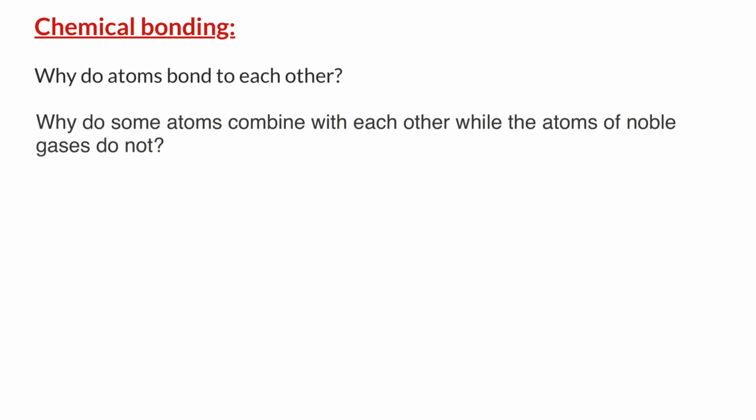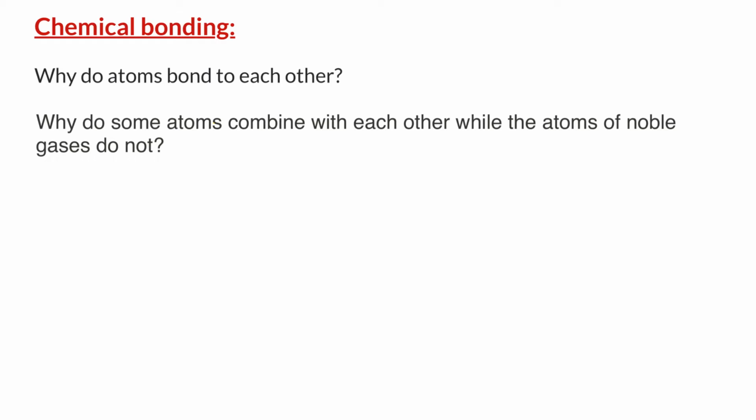Most of the matter we see around us is a combination of two or more types of atoms. Only noble gases exist as independent atoms in nature, without combining with any other atoms. In this chapter, we are going to answer the following questions. Why do atoms bond to each other? And why do some types of atoms combine while the atoms of noble gases do not combine with each other?